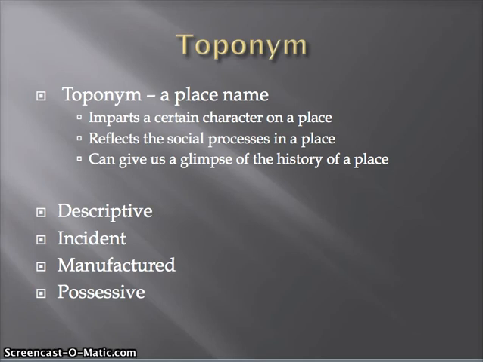This was talked about a little bit in the video you saw earlier on social class. So the place name really does make a big difference. And there are many different types of place names, but there are four primary place names, and that's descriptive, incident, manufactured, and possessive. A descriptive place name literally describes the place.